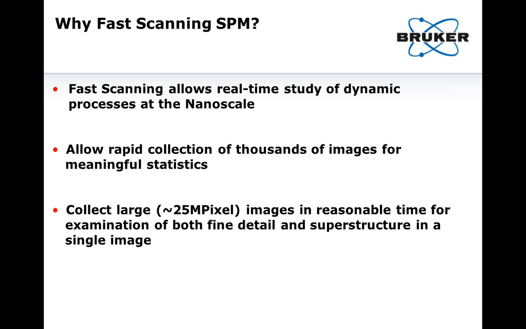For static samples, fast scanning permits the rapid acquisition of large amounts of data to generate meaningful statistics of sample measurements. And lastly, fast scanning permits the acquisition of large data-dense images quickly. At traditional AFM speeds, collecting such images would be prohibitively slow.